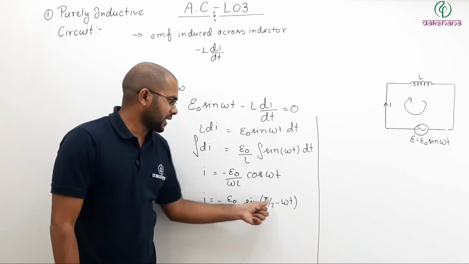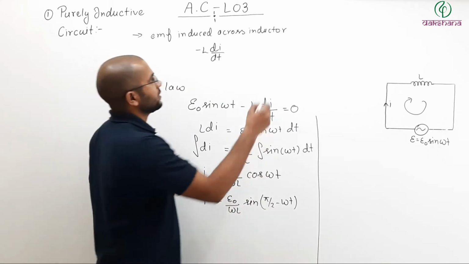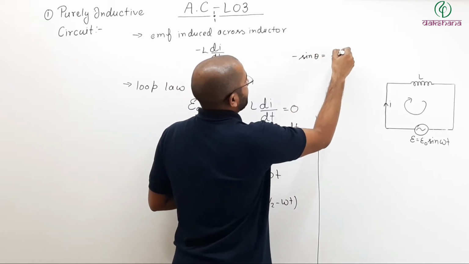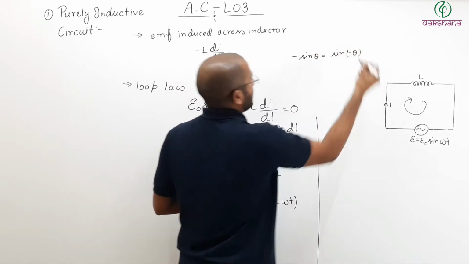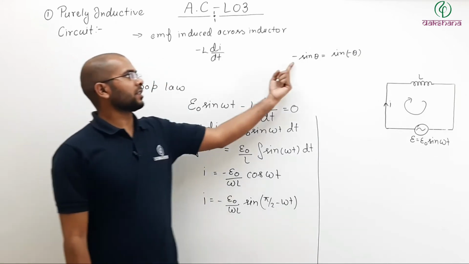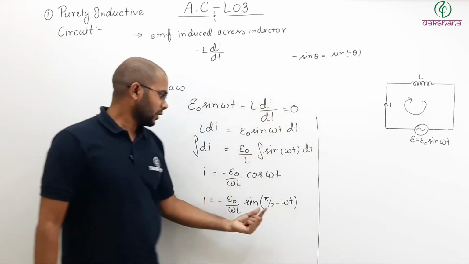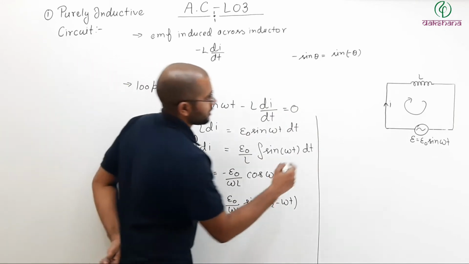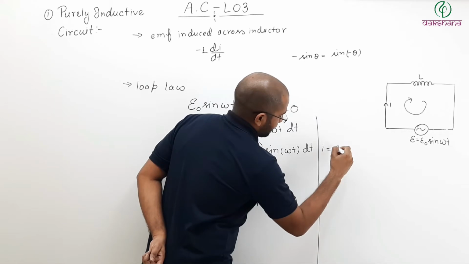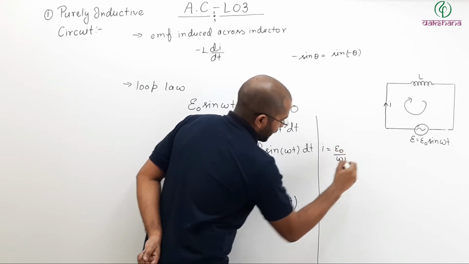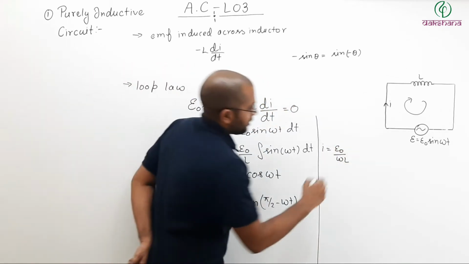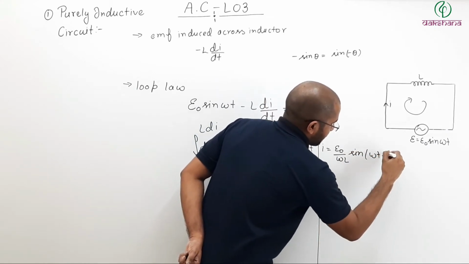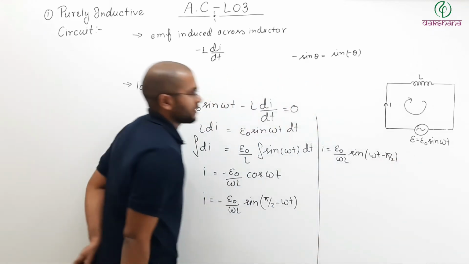Can I take the minus sign inside? If you remember, minus of sine theta is nothing but sine of minus theta. So minus of sine theta is sine of minus theta. So I can take the minus outside and reverse. So what will I get? I will get current I is nothing but E naught by omega L sine of omega t minus pi by 2, like this.